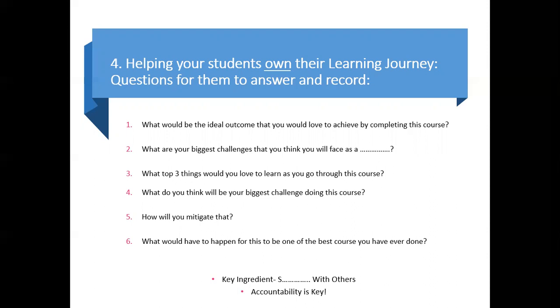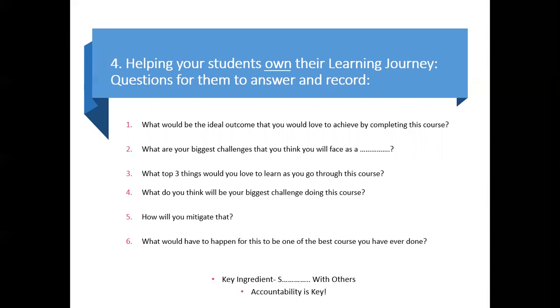So for example, it's not about getting the piece of paper, it's, well, would you like a promotion? Would you like a salary increase? Would you like to change jobs? Would you like to increase the performance of your team? Would it be that you'd like to get your boss off your back? What would be the ideal outcome? And you really want to capture that from your learners as much as you can. Okay? And you want to encourage them to be as specific as possible when they write that down.